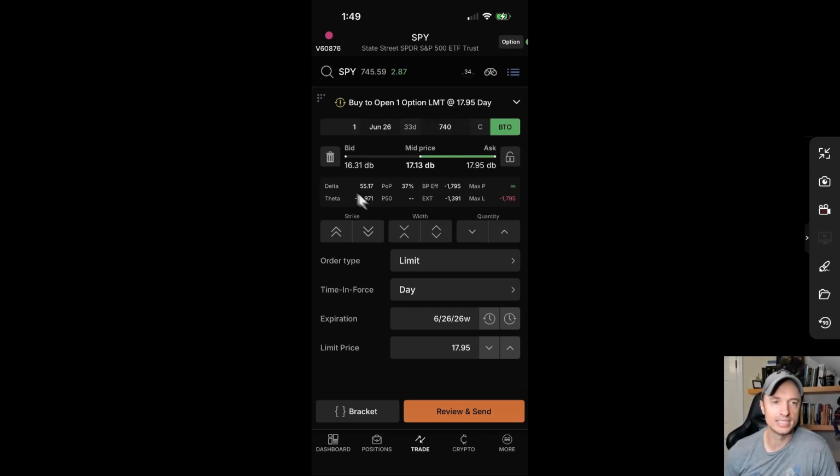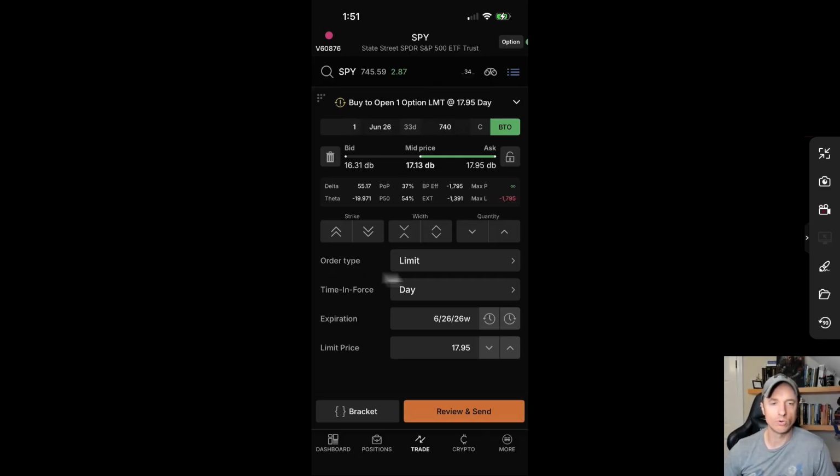We see some more information. We got our delta, we got our theta, we got our probability of profit at 37%, our max profit at infinity, max loss at $1,795. And then we have a few quick options, like we could quickly adjust our strike price. So we can go ahead and decrease our strike price or increase our strike price. If we had a multi-leg strategy going on, we could change the width between our legs. We're only buying one option, so we don't have any width to change. We also have the quantity, so if we want to increase the quantity, we could go ahead and increase it or decrease it. I'm going to keep it on one contract right there.